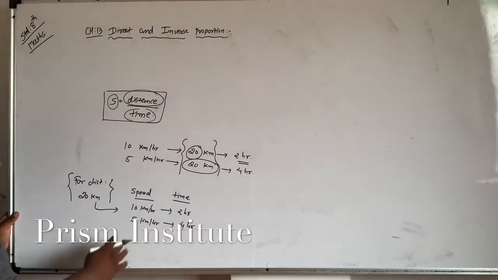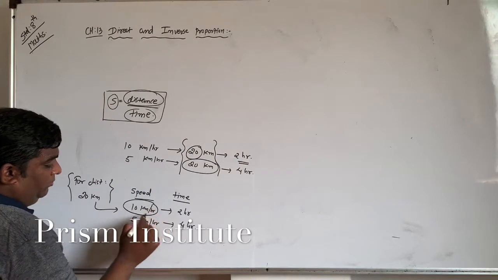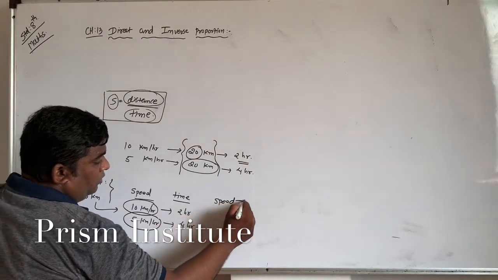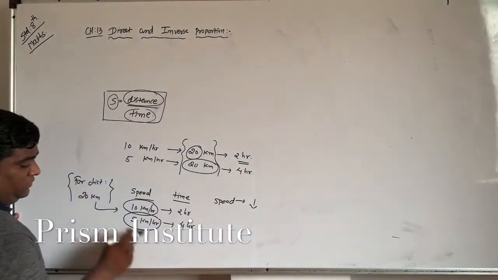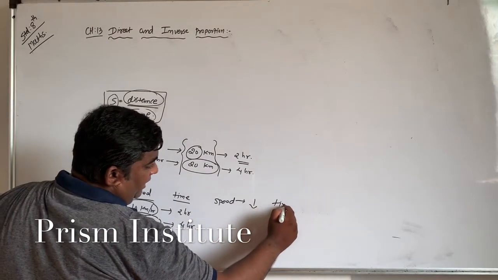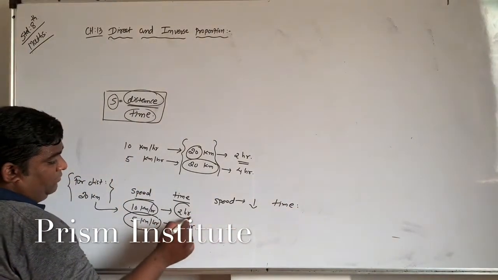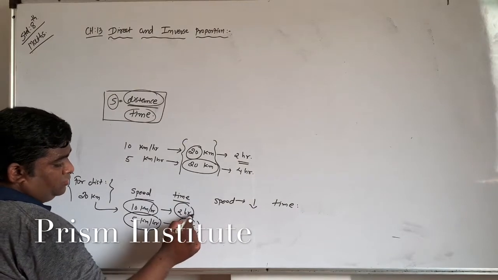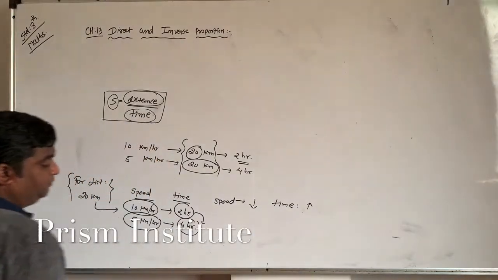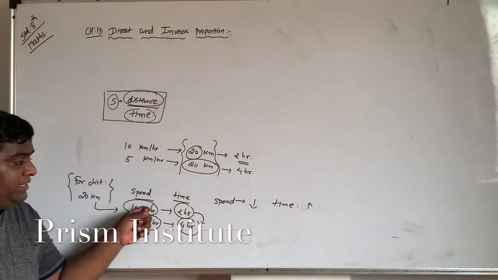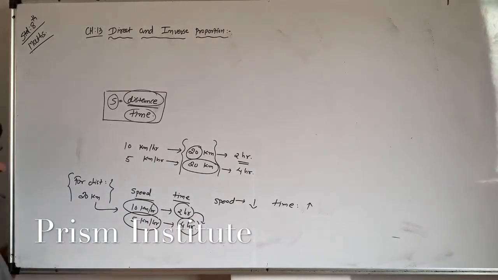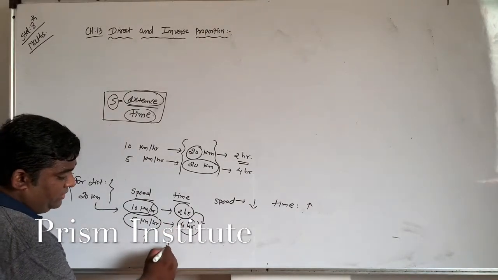Now just see here. This is your 10 km per hour, this is your 5 km per hour. So in the second case your speed is decreased, from 10 to 5. Here time is 2 hours, but here it is 4 hours. So the time is increased. So whenever speed is decreased, time increases. Okay. When speed is increased, time is decreased.